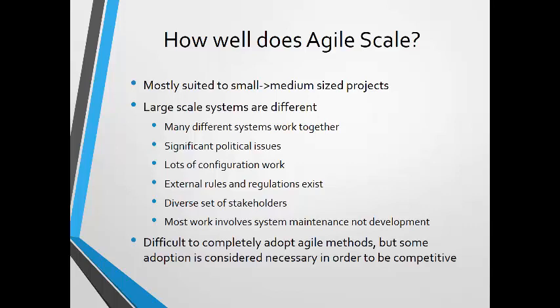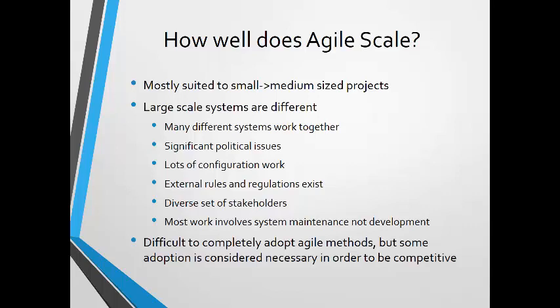And so there's a lot of attachment to various systems, and don't ever underestimate that. There's a lot of configuration work for these large systems. How do you get one to communicate with the other? External rules and regulations, diverse sets of stakeholders. One of the ones I worked on with Ford Motor Company went everywhere from the people picking parts out of the warehouse to the upper management who were deciding what vehicles to build that year.